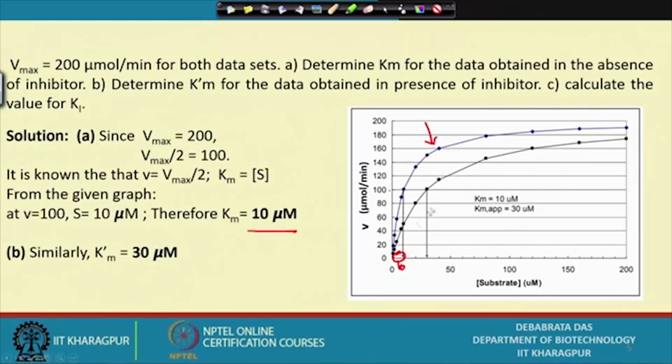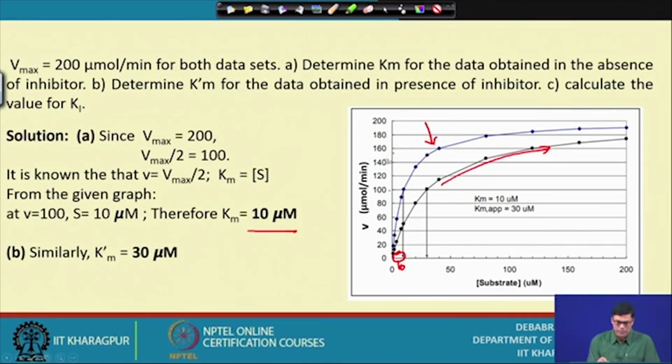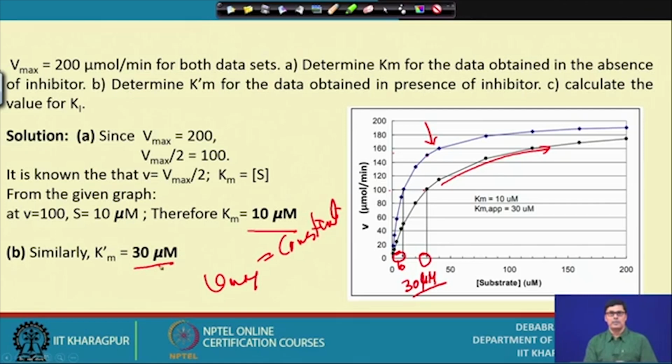Okay. Now, let us see in case of the inhibition. When there is inhibition, the plot is like this. This is the inhibition plot. Now, here, because we know that in case of competitive inhibition Vmax is constant, am I right? Now, if this is constant, then this corresponding value here, how much is coming? This is 30 micromoles. This is exactly what we have written here. So, with inhibition, the Km value will be 30 micromoles. Without inhibition, it is 10 micromoles.